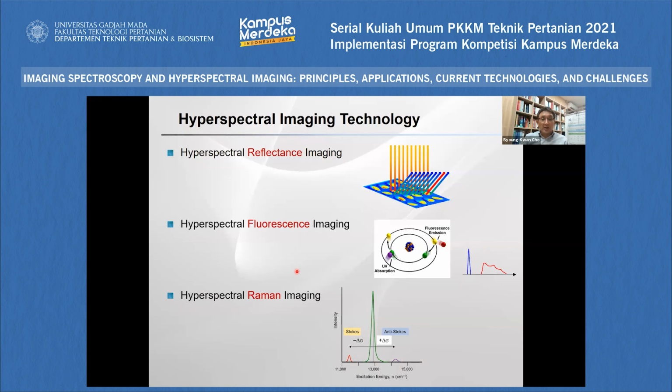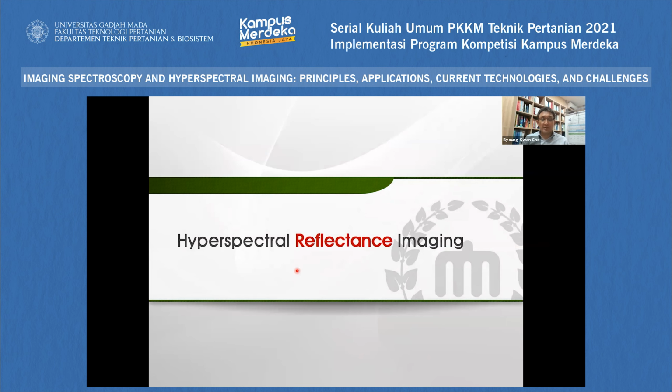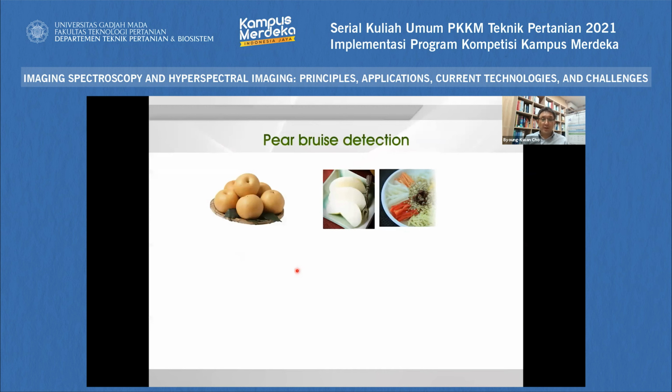So first, let's move to hyperspectral reflectance imaging. This is an example of reflectance imaging: pear bruise detection. This one is a Korean pear. It's quite big and very sweet, and the texture is very crunchy. So it is a very popular fruit in Korea, especially in the autumn season.